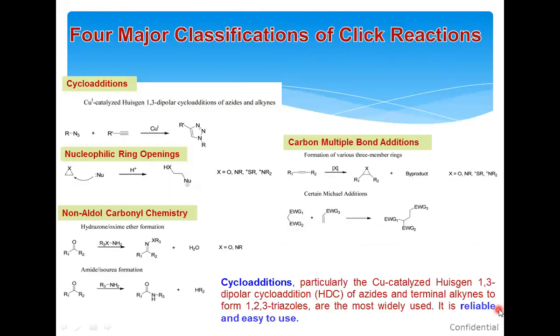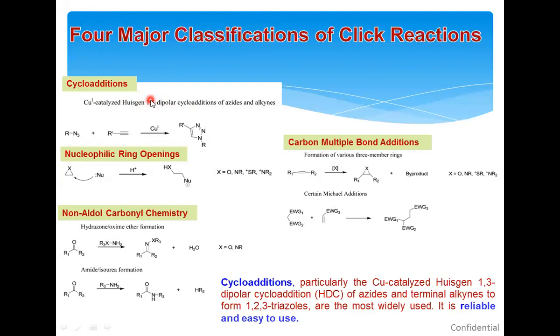Now, as I mentioned before, click reaction basically refers to a group of reactions. The four major click reactions are cycloadditions, nucleophilic ring openings, non-aldol carbonyl chemistry, and carbon multiple bond addition. But the one that we are majorly interested in is the cycloadditions. That is the one that all our kits are based on.